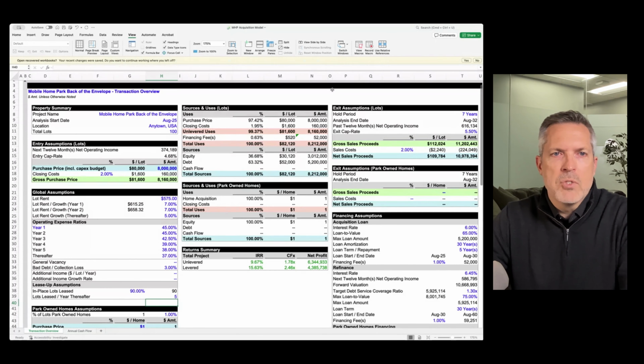Up here, we have the sources and uses. That is where the money is going, where it's coming from, what it's being applied to: your equity, the amount of money you've got to come to the table with, and your loan. And of course, this number's higher because you have closing costs and lender fees.